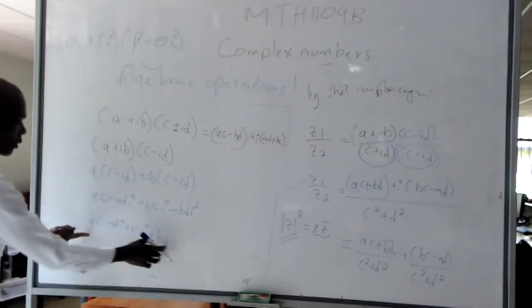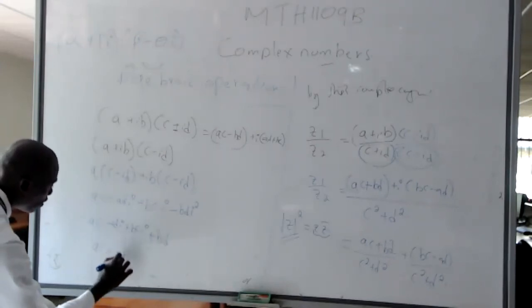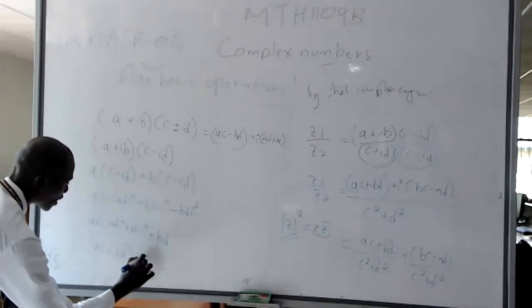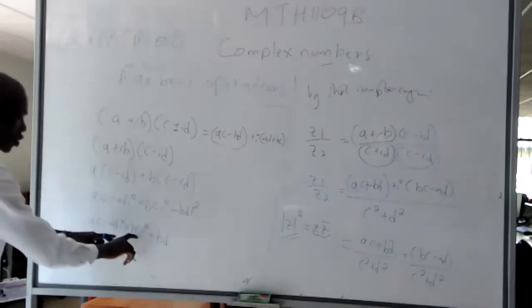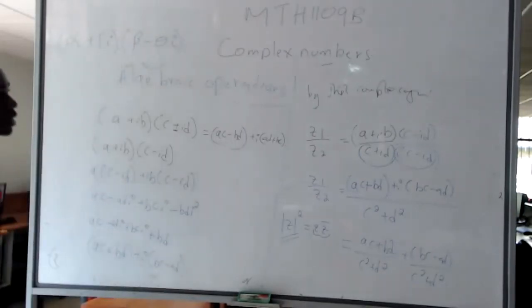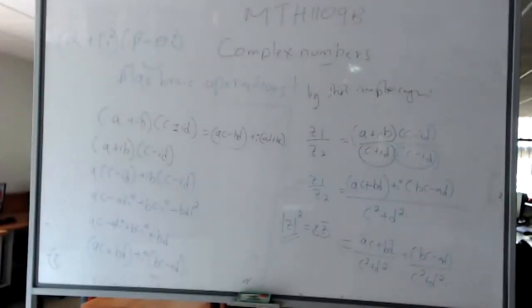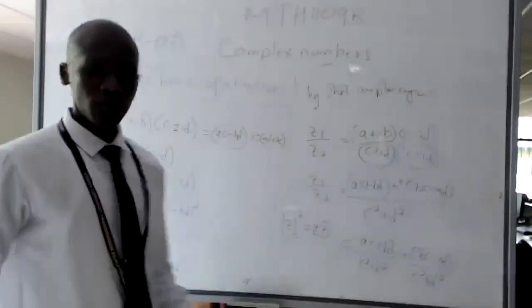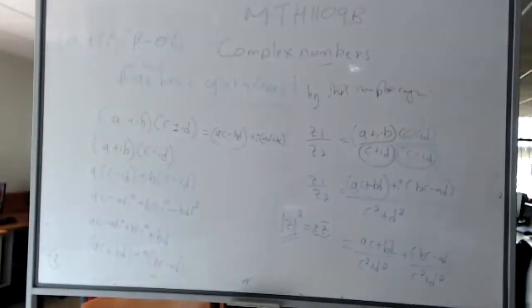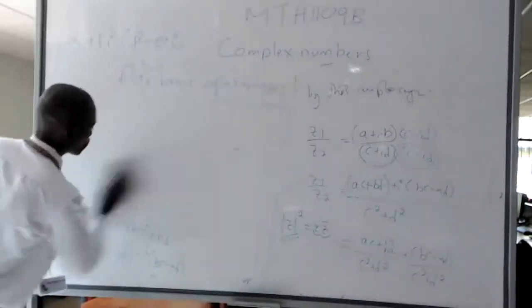Then now combine the real parts. So this is AC, this is BD. So you have AC plus BD. And then on the other side, I can factor out I so that I have BC minus AD. And that's what we have over here. Is it clear now? Yes, it is. Good. So shall we take an example? Yes.